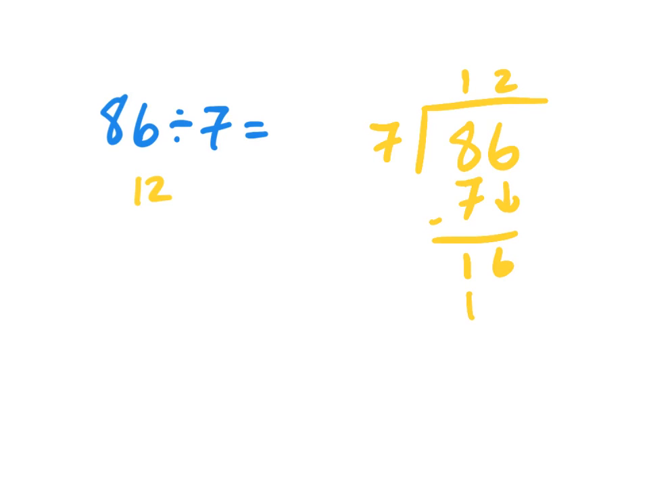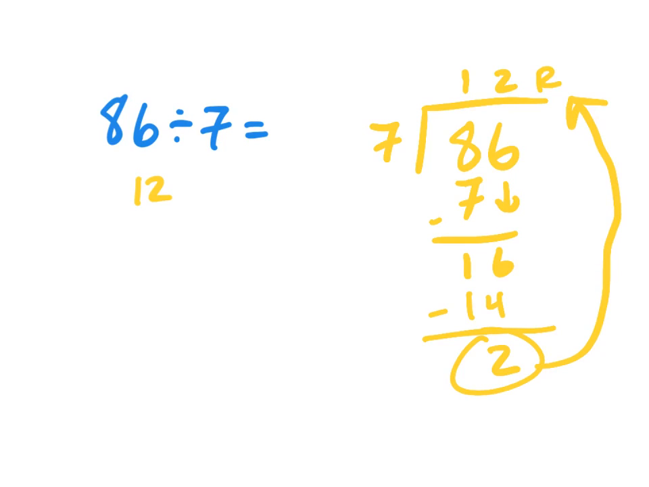2 times 7 is 14. I'm going to subtract 16 minus 14, which gives me 2. And I'm done. There are no more digits to bring down, but what I call this 2, what's left over, is the remainder. So the mathematically correct way to write the answer to this problem is 12 remainder 2. There are 12 groups of 7 in 86 plus a remainder of 2. We'll teach you later on how to turn remainders into decimals, which is something we do sometimes.